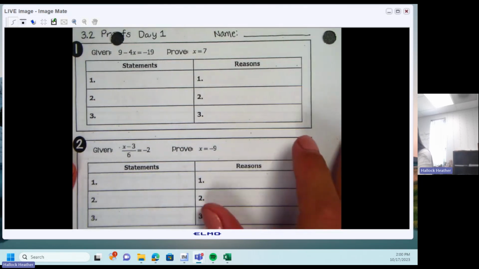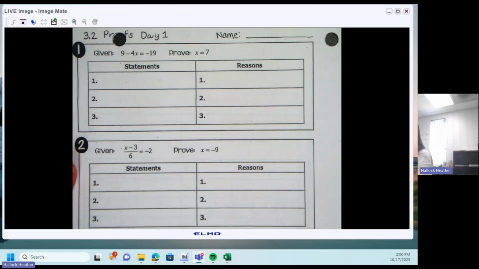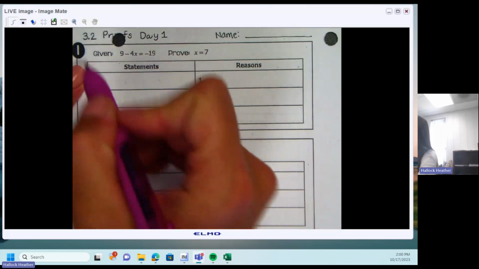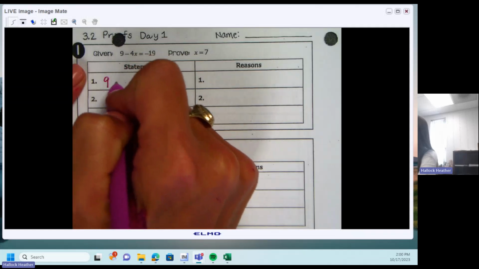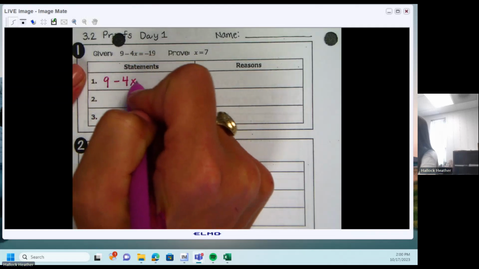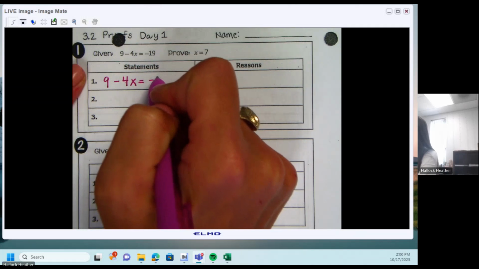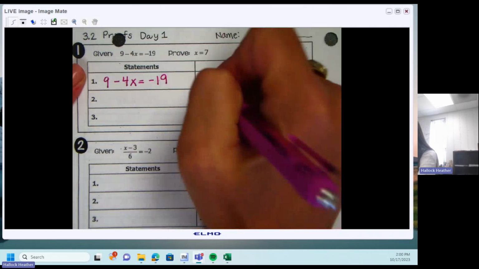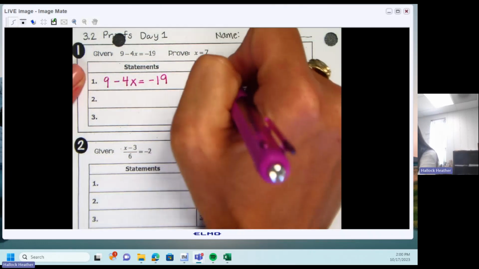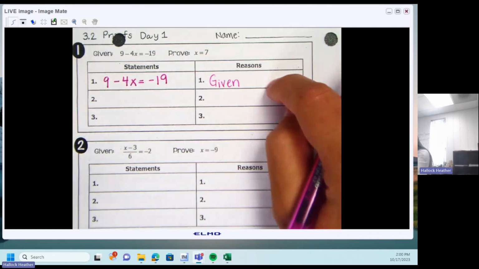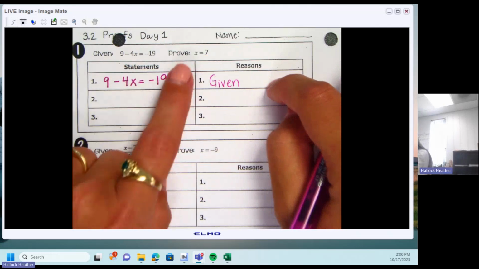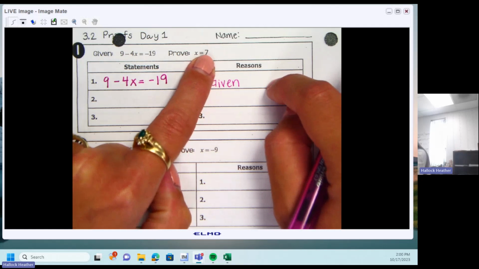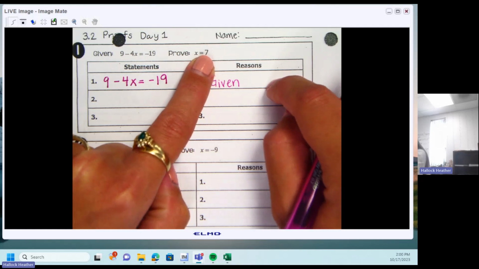So if we do number 1 to start, we'll do a couple together. Number 1, the given, this is the problem, is always going to be step 1. The reason for the first step is because it's given. So you will always put given in the first step, and it's always the problem that they give you. They also give you the answer. They tell you x equals 7. So it's not really about the answer. It's how you get to the answer.